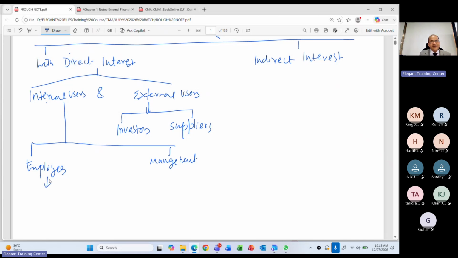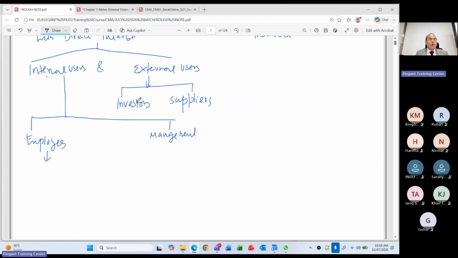Now, why do employees need your financials? You have been given a job: do accounting, do warehousing, you are a production manager, you are a purchase manager, do your job. Why do you want to know the financials of the company? The purpose is to negotiate salary. That's the purpose of employees wishing to look at the financials.